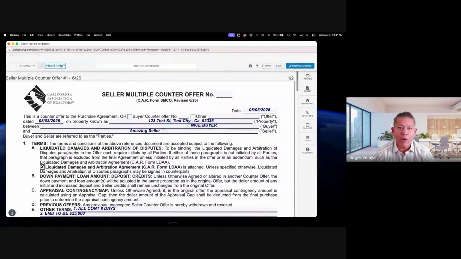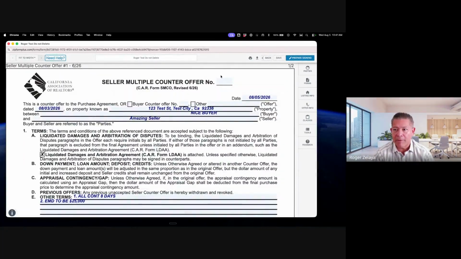Okay, any questions on this? I know it's kind of a high level and quick overview, but we have the buyer's counteroffer and a couple other forms that I want to go over.